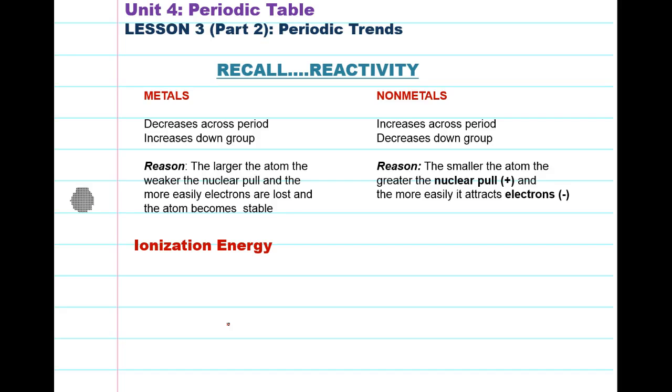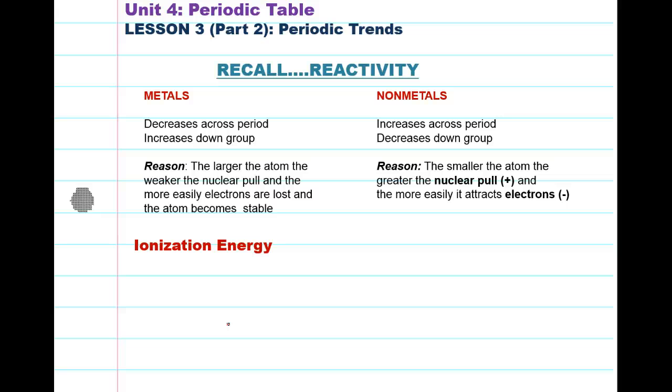The nonmetals, on the other hand, increase across the period and decrease down the group. And again, the reason for that is as you go across the period, the atom becomes smaller and smaller because of the greater nuclear pull between the electrons and the nucleus. So the nonmetals are going to have a tendency to pull those electrons closer to it, attract electrons, and increase their reactivity as they go across the period. So nonmetals gain electrons to take on a negative charge.